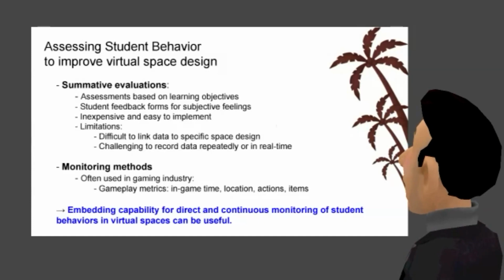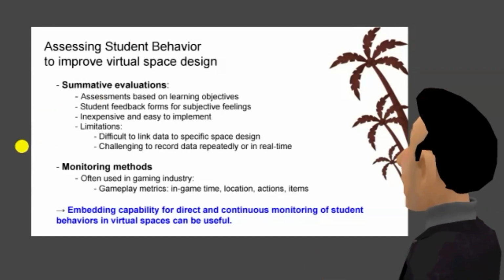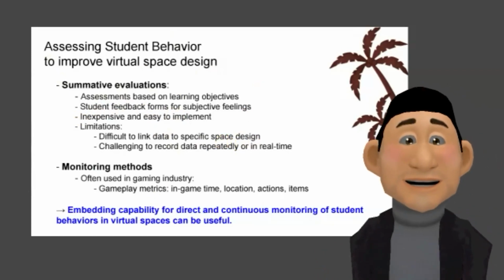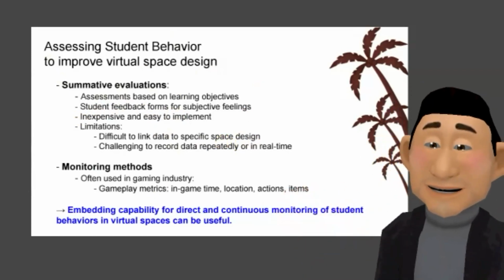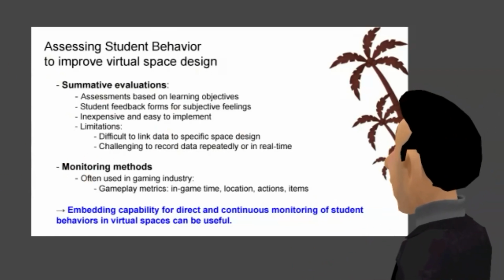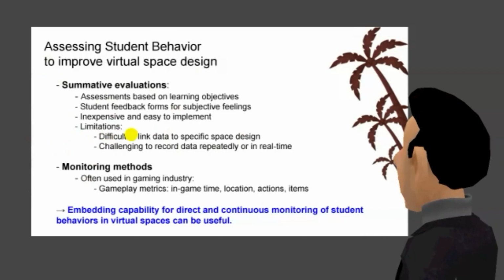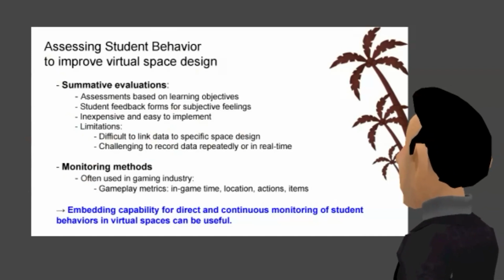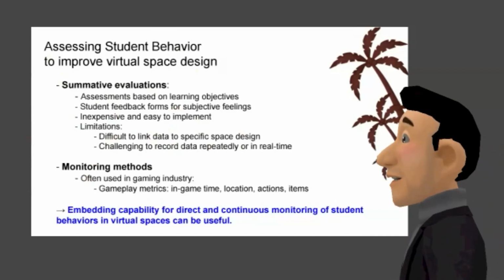So how do we assess the student behavior? You can use summative evaluations such as assessments based on learning objectives or student feedback forms for subjective feelings. They are inexpensive, easy to implement. You can use, for example, Google Forms like that. But there are limitations. For example, it is difficult to link data to specific space design. And it is also challenging to record data repeatedly or in real time.